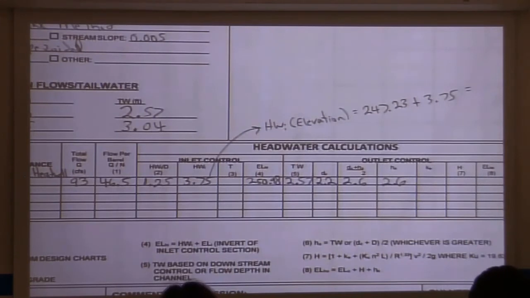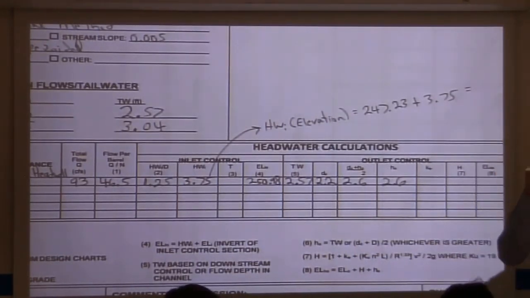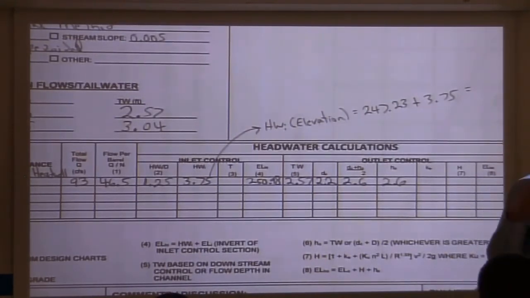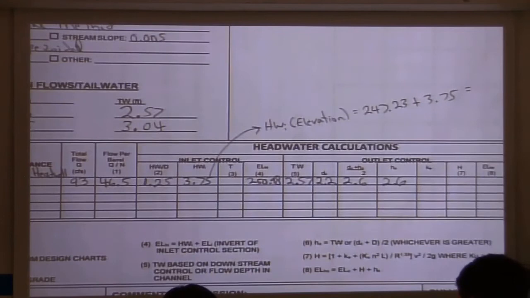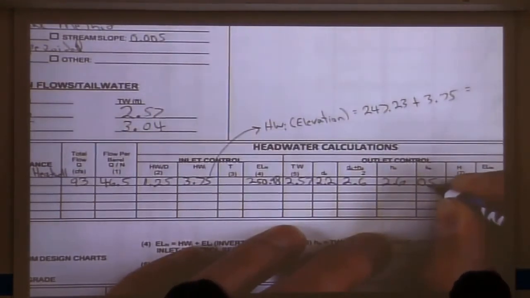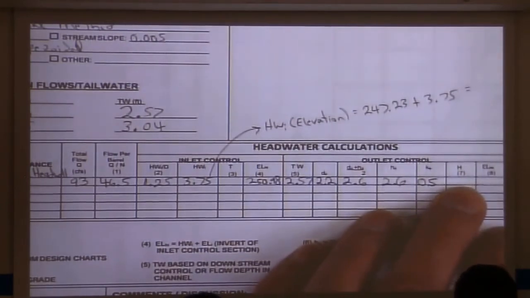All right, K sub E. So remember back when we were talking about outlet control, we calculate the entrance loss by taking the K sub E value times the full barrel velocity head. Do you remember what K sub E might have been for a square edge headwall? 0.5, exactly. So K sub E is 0.5, and again, you can look that up in HDS5 for all the different entrance shapes and types. Now we need to calculate H.